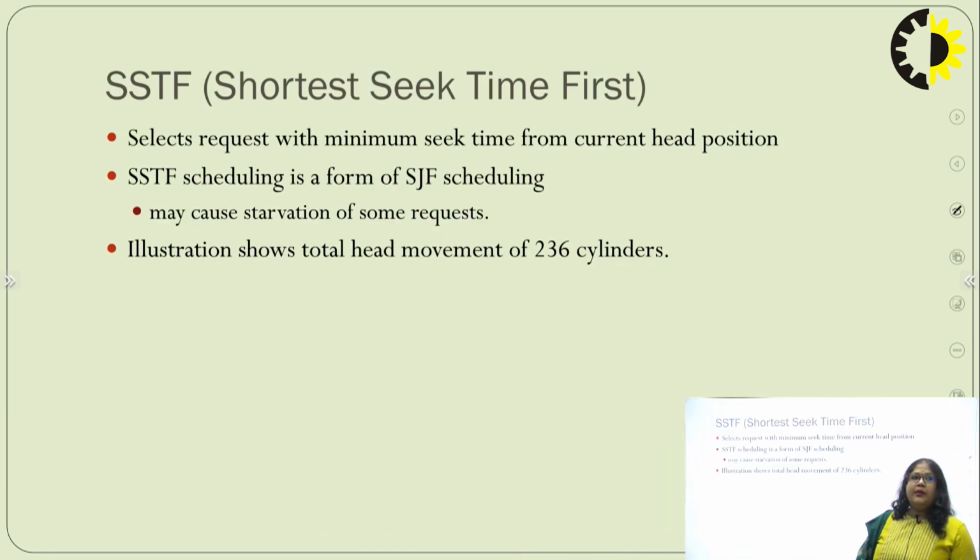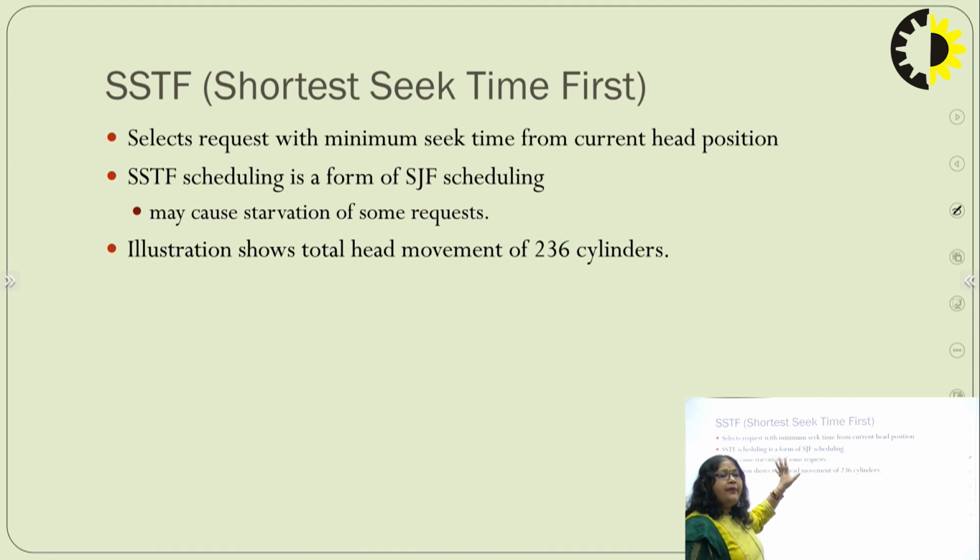Now the second algorithm is shortest seek time first. This is SSTF. What is basically SSTF? SSTF is the same idea as SRTF. SRTF is a process scheduling algorithm, but SSTF is a disk scheduling algorithm. This is the shortest seek time first. In this algorithm, we just find the minimum seek time. Whichever position you are given, you find the minimum seek time from all the data present in the queue. So we find the minimum seek time from the current head position.